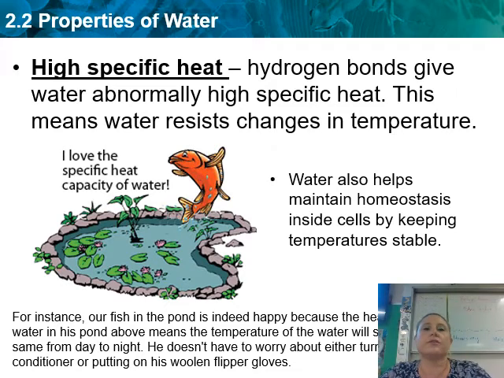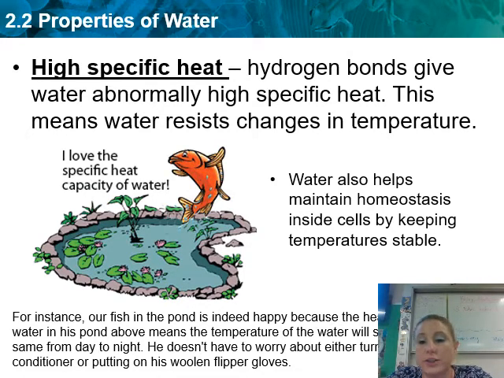Okay, the next one, high specific heat. So water has a high specific heat. And what that means is it takes a lot of energy to change the temperature of water. Okay, it takes a lot of energy to boil the water. It takes a lot of energy to freeze water. Okay, so because it has hydrogen bonds, it resists changes to its temperature.